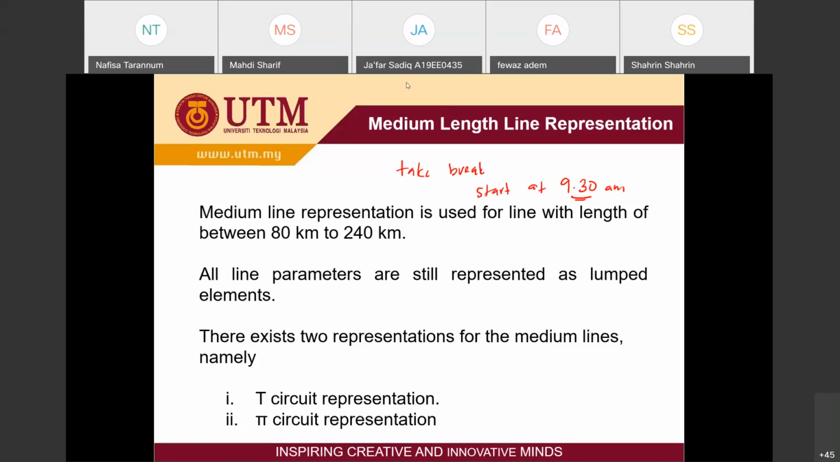Okay, so Assalamualaikum. We meet again. So we start now the medium line representation. And just to remind you that this medium line representation will be in your second test.